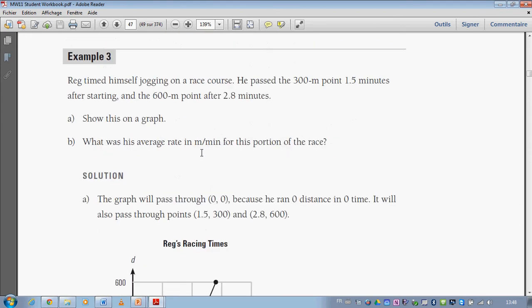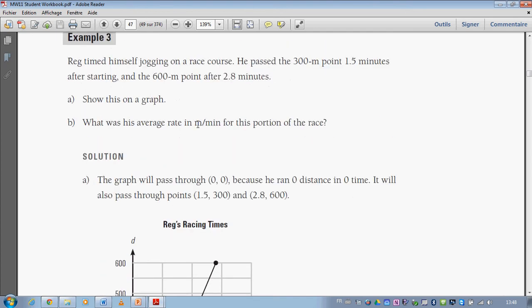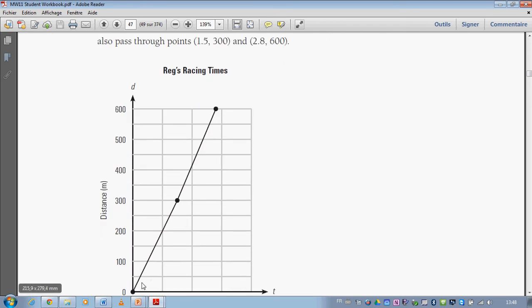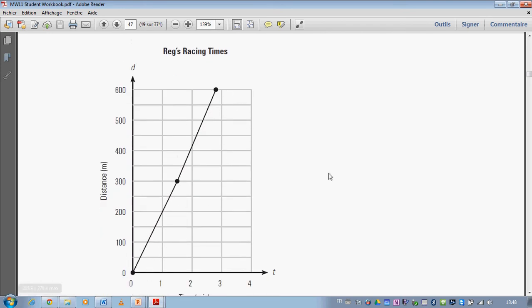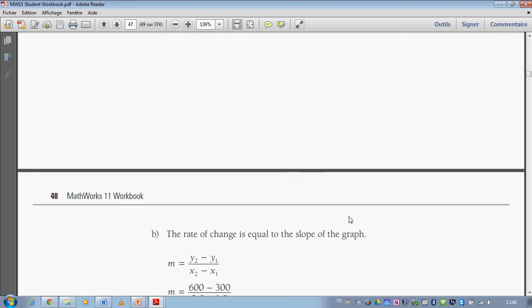And what was his average rate in meters per minute for this portion of the race? So really, it's asking you pretty much what's his speed or what's his rate of change, right? Like how many meters is he running each minute, and that's a rate of change. So you could translate that into: this question is asking, what is the slope of this line? Okay, so to figure out the slope of this line, you can use your m equals y2 minus y1 over x2 minus x1 formula, and that would work. That would be the way to do it.